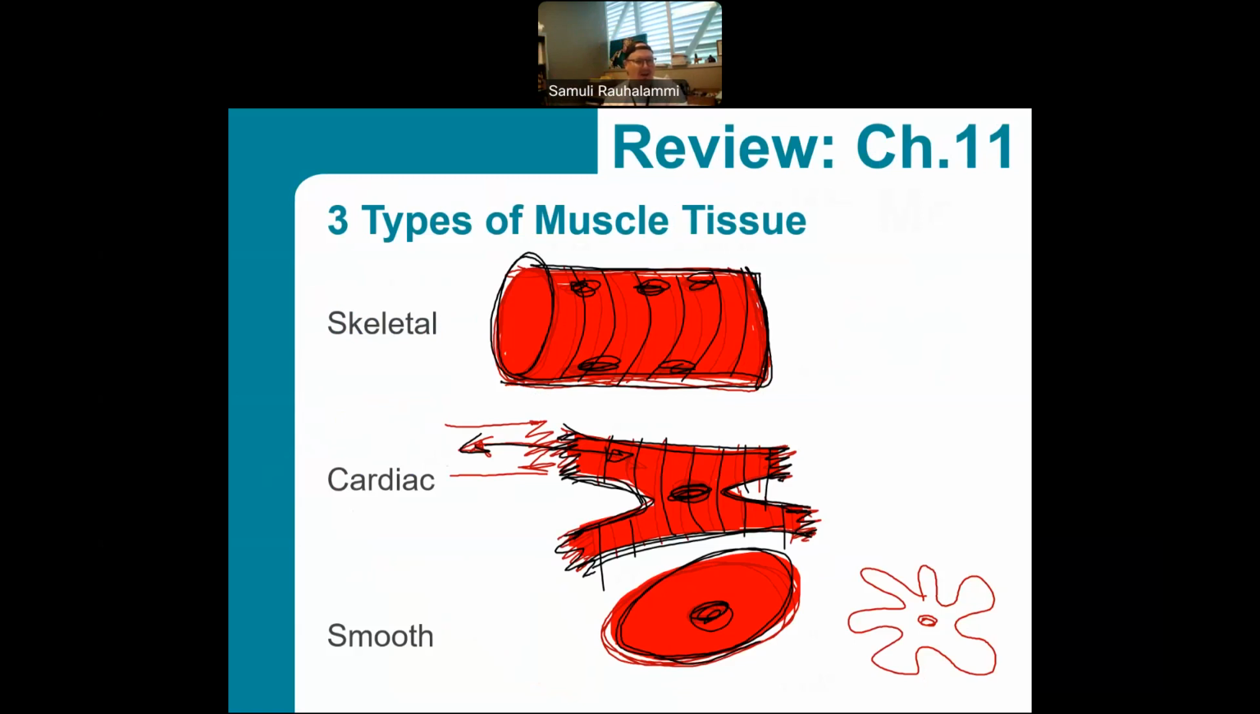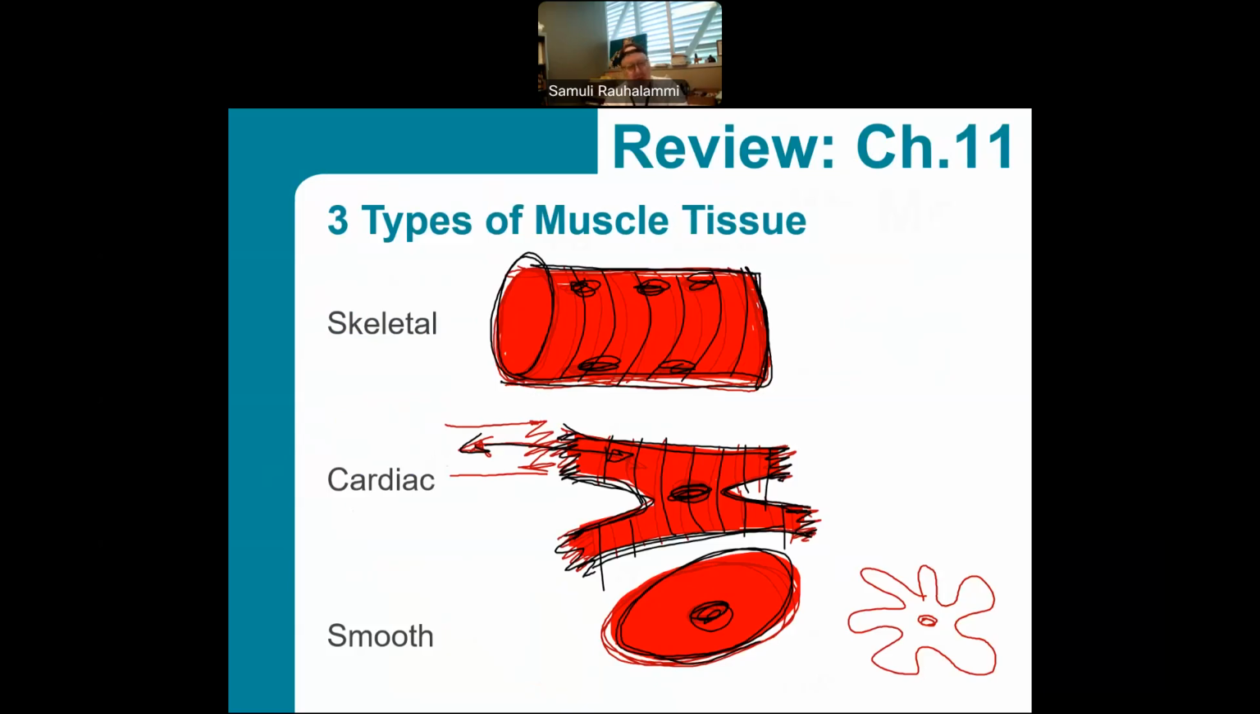You don't wake up in the middle of the night every once in a while thinking, I should have a heartbeat now. You don't wake up or even during the day think of, oh, I should change my vessel diameter to regulate blood pressure in the blood vessels with the smooth muscle. These are automatic processes, involuntary types of muscles. So I hope that that helps with that review.